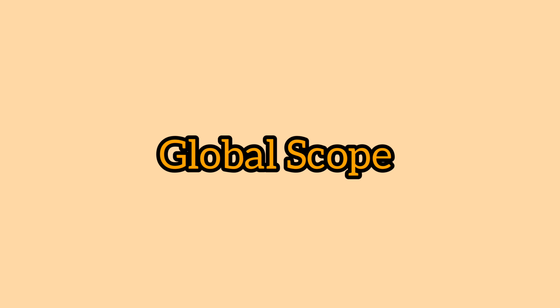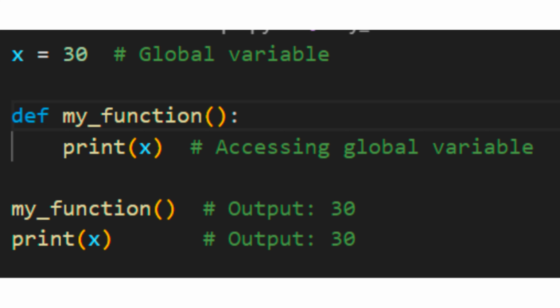Now let's see global scope. A variable declared at the top level of a module or script is in the global scope and is accessible anywhere in the module. For example, here x is a global variable, so we can access it inside the function, my function, and also outside of the function.